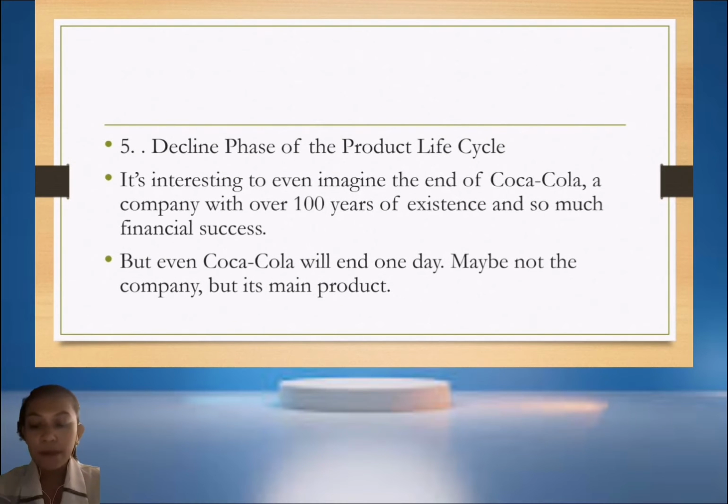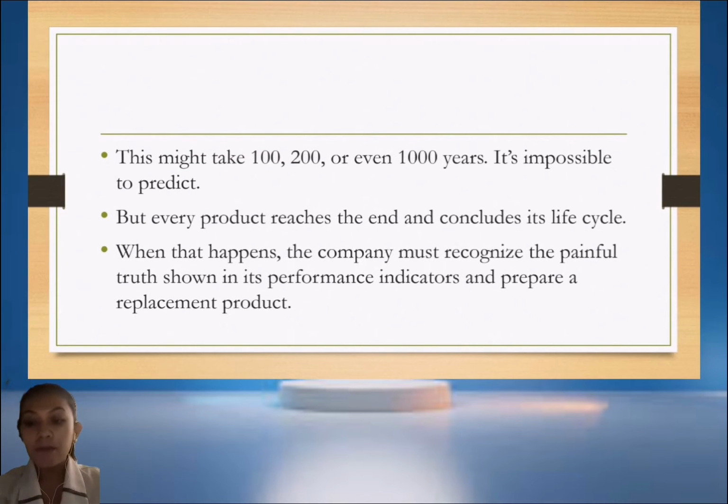And in that situation, possibly even its place as the leading brand. Next, number 5, decline phase of the product life cycle. It's interesting to even imagine the end of Coca-Cola, a company with over 100 years of existence and so much financial success. But even Coca-Cola will end one day, maybe not the company but its main product. This might take 100 to 200 or even 1,000 years. It's impossible to predict. But every product reaches the end, concludes its life cycle.